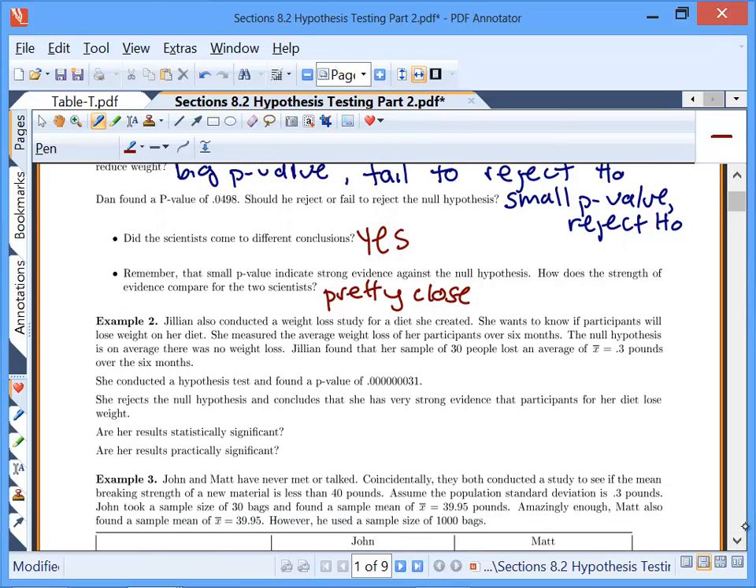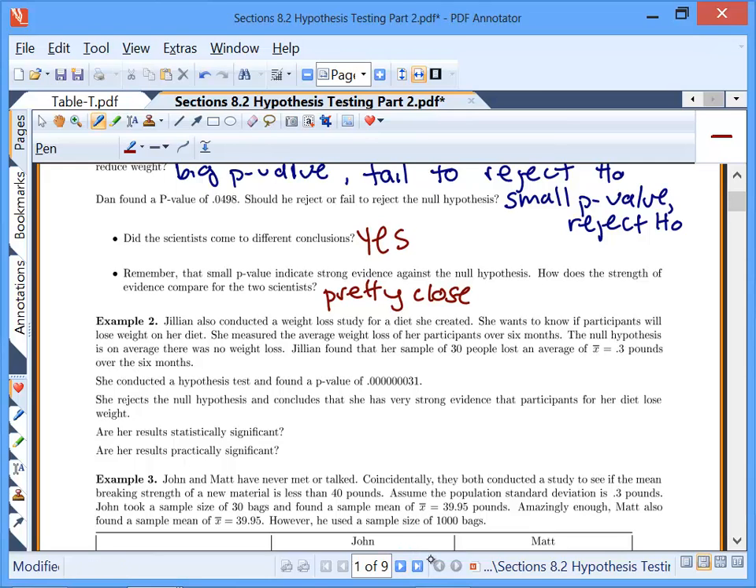And so for our next example, Jillian also conducted a weight loss study for a diet she created. She wants to know if participants will lose weight on her diet. She measured the average weight loss of her participants over 6 months. The null hypothesis is that on average there was no weight loss. Jillian found her sample of 30 people lost an average of 0.3 pounds over the 6 months. Remember it's positive values because we're measuring actual weight loss. She conducted a hypothesis test and found a p-value of 0.0000, a few 0's in there, 3.1.